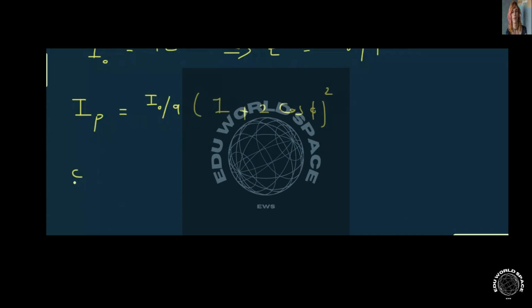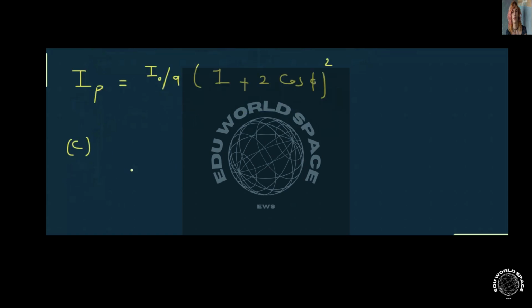Now for part C, for the lesser maxima, we must have this term (1 plus 2 cosine of phi) equal to 1 or equal to -1. In case it's 1, we would have IP equal to I0 over 9, and in case it's -1, we would have -1 squared, which is 1, times I0 over 9. This is related to the lesser maxima.